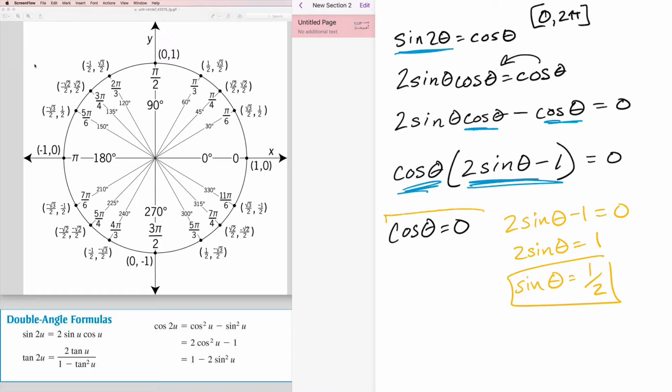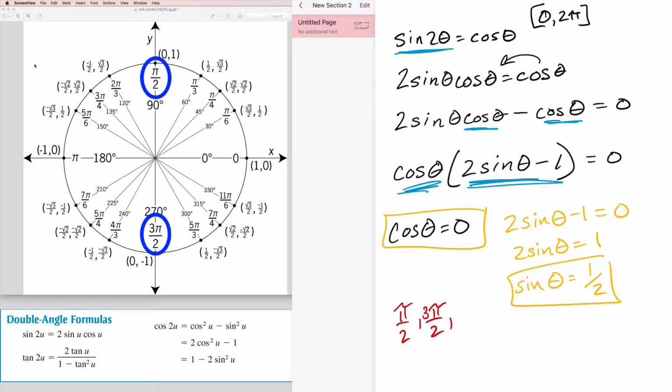So now if I look at my unit circle, I want to find the areas where cosine theta will equal 0 and sine theta will equal half. So with cosine, let's do this in red. The areas where cosine theta will be 0, that means the x will be 0. That's going to be pi over 2 and 3 pi over 2. That's the only two spots where cosine theta will be 0.